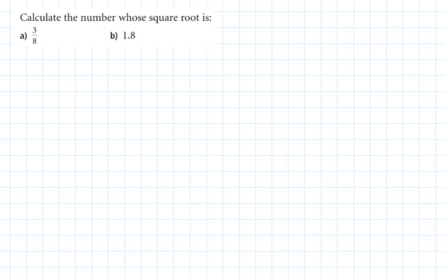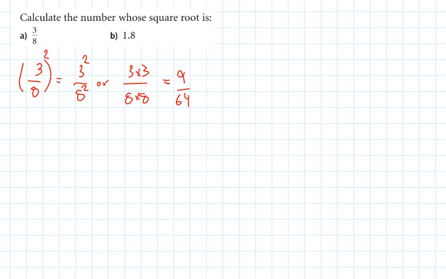And to do that, you can say 3 over 8 squared is the same as 3 squared over 8 squared, or 3 times 3 over 8 times 8, which will give us 9 over 64. And the next example, B, we have 1.8. So this one here, same work.